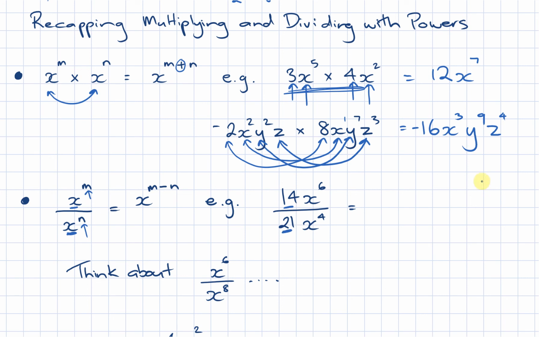So 14 divided by 21. So those numbers in front of the algebraic part you want to simplify. So I can see that both of those are divisible by 7. So I get 2 over 3, or 2/3. And then I've got x to the power of 6 divided by x to the power of 4. So 6 minus 4 will give me 2. 6 minus 4 equals 2. So I get x to the power of 2.